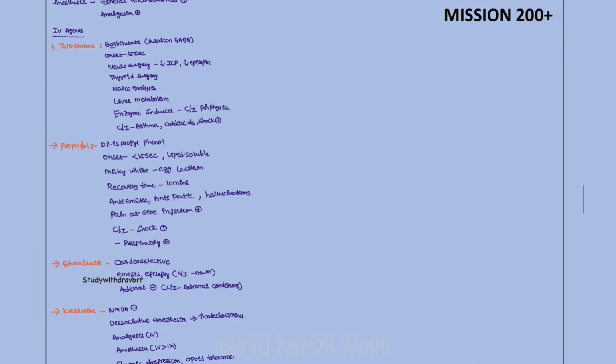Next, moving on to the drugs and their mechanism of action, we will be seeing multiple. First, let's take halothane, followed by isoflurane, enflurane, desflurane, and sevoflurane.